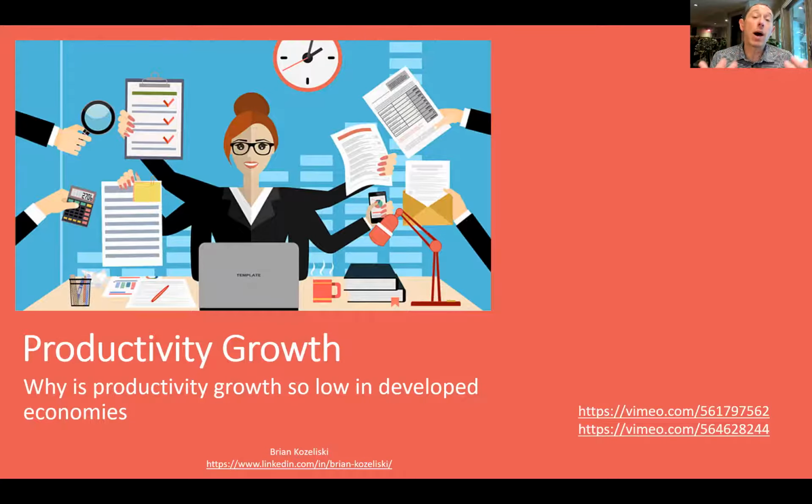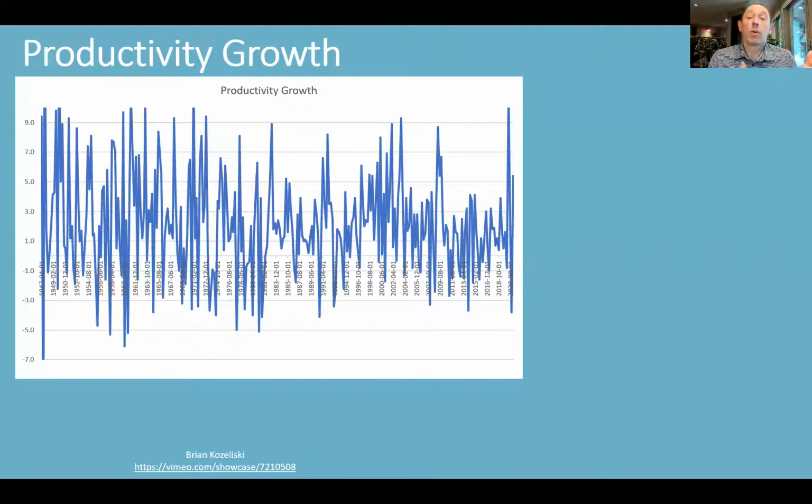Today, I want to think about why productivity growth is so low in developed economies. I'm going to talk specifically about the US, but a lot of these themes translate directly to other developed economies. To refresh your memory, we're going to talk about changes in productivity growth.